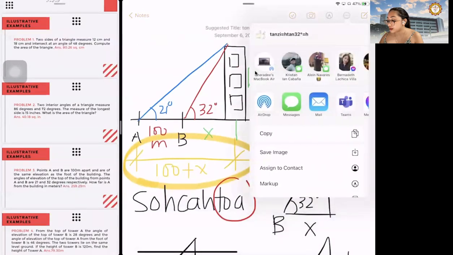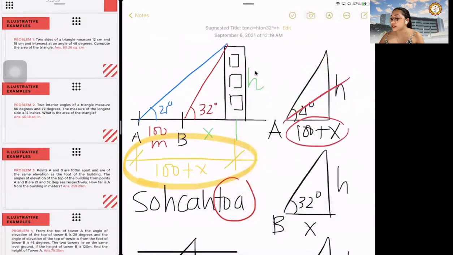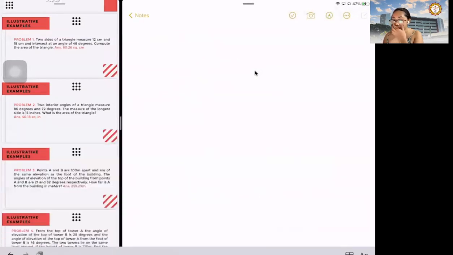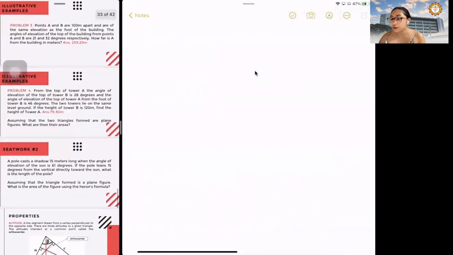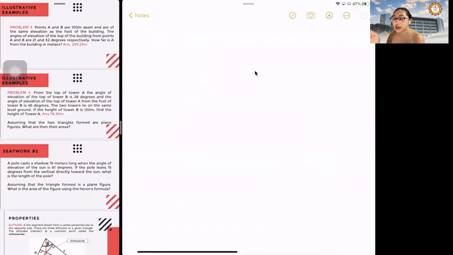Send a copy. All right, let's create a new one for problem number 4. So for problem number 4, from the top of the tower A, the angle of elevation of the top of the tower B is 28 degrees, and the angle of elevation of the top of tower A from the foot of the tower B is 46 degrees. The two towers lie on the same level ground. If the height of the tower B is 120 meters, find the height of tower A.